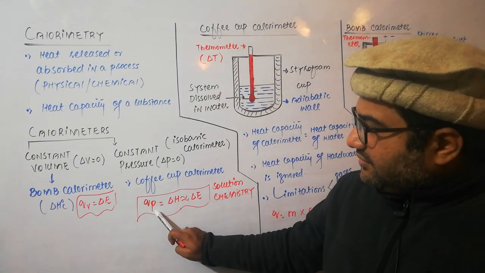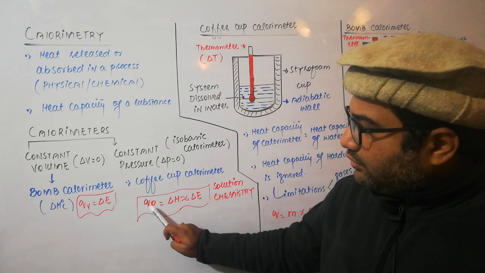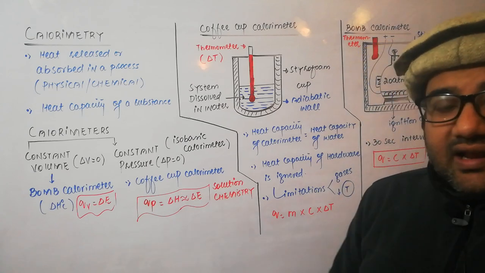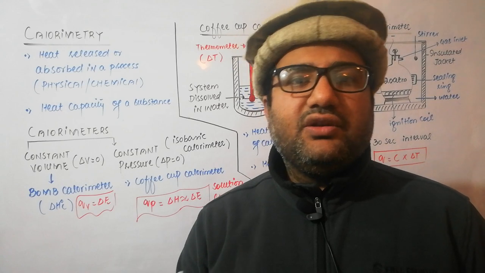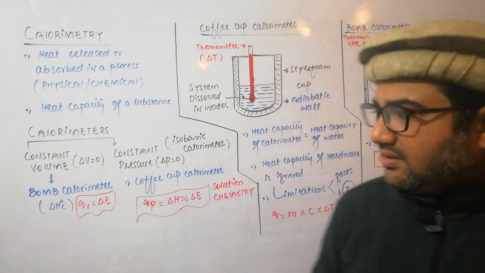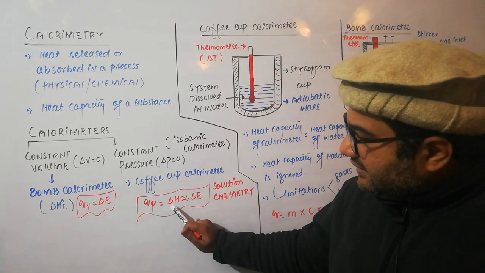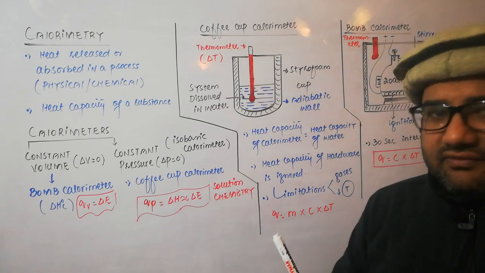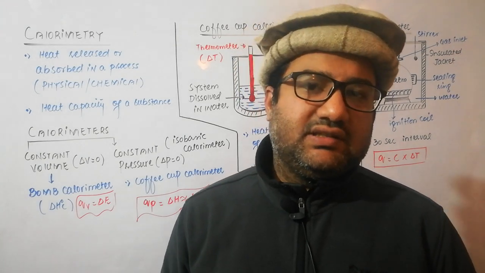Because the pressure is constant, the heat changes at constant pressure are represented by QP, and that is equal to the change in enthalpy. As the coffee cup calorimeter involves only solutions, and you know in the solution state there is very minor change in the volume, and volume almost remains constant, that's why we can say that delta H is approximately equal to delta E, because when the volume is constant, then the change in enthalpy is equal to the change in internal energy.